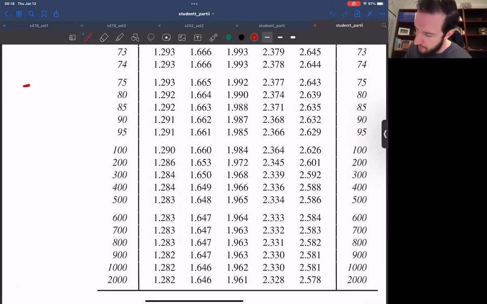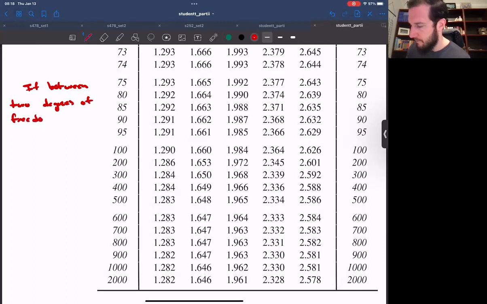Okay, so if between degrees of freedom, round down. So with degrees of freedom, we always round down.